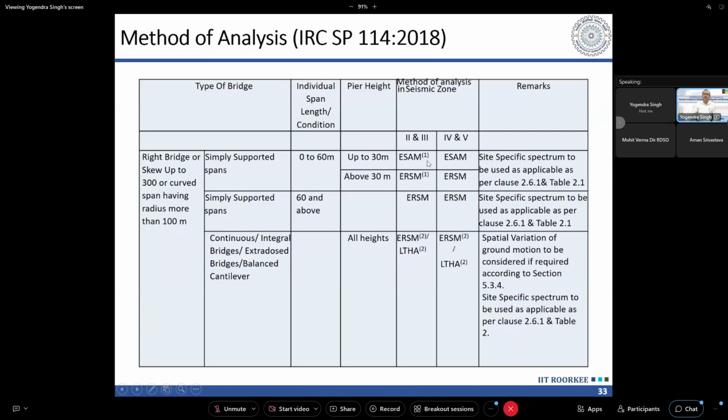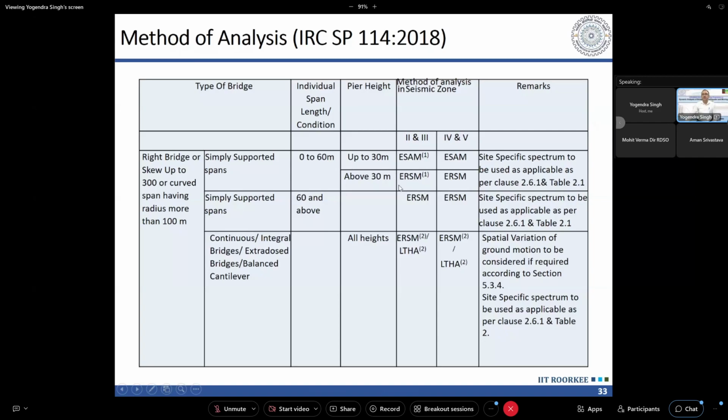So this equivalent static method is a single mode method. So we are considering a single mode, and all the mass of the bridge is assumed to participate in that single mode. So we get the period from this mode. Period will be obtained from dynamic analysis of the bridge only, that is eigenvalue analysis or free vibration analysis. So from free vibration analysis, we will get the period. Corresponding to that period, we will read spectral acceleration from our design response spectrum, and then we can multiply the whole mass with that spectral acceleration, we will get the design force. So this is the equivalent static method.